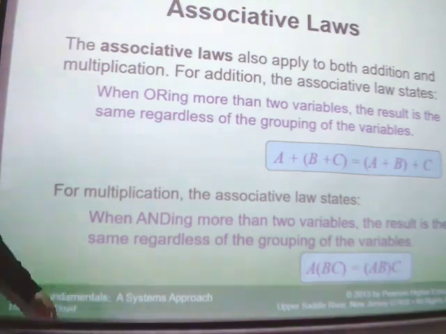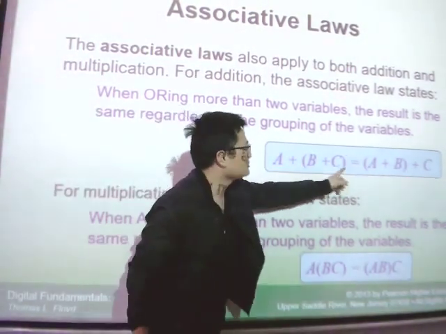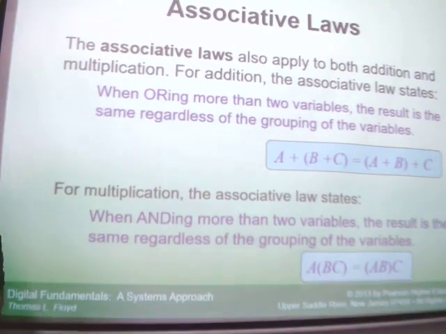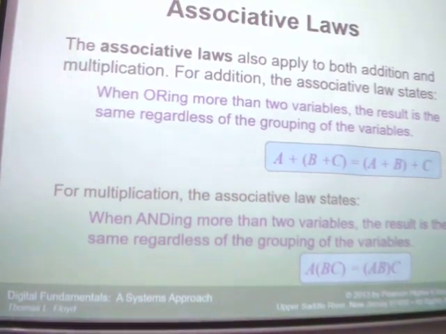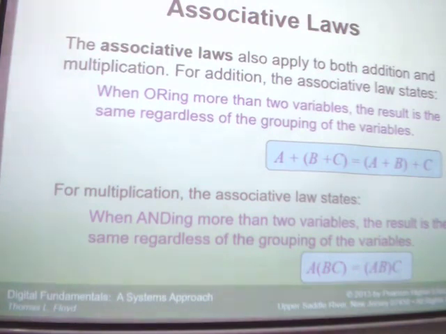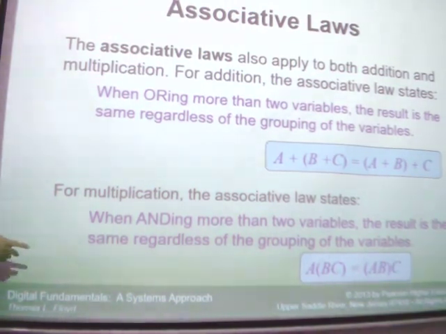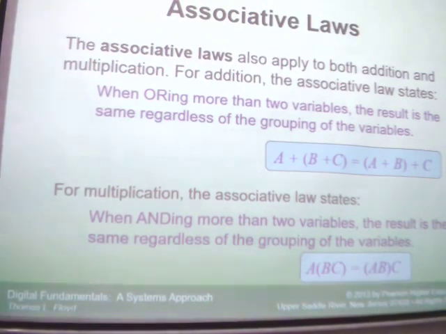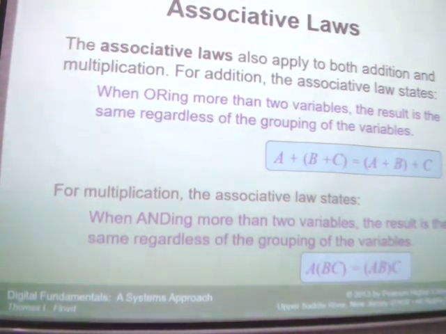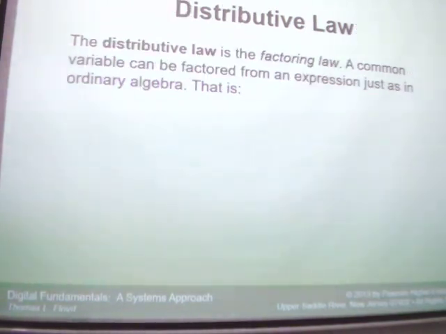So we don't need to write the brackets. They equal A or B or C, and A and B and C. This is the second kind of law, and the third kind of law is the distributive law.